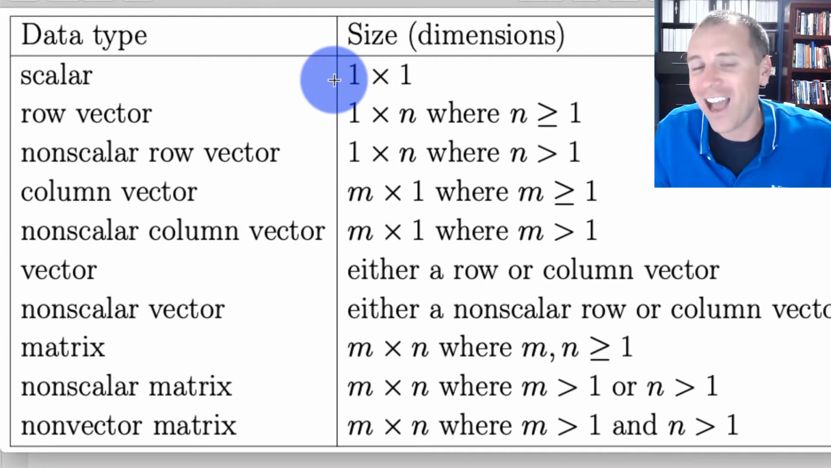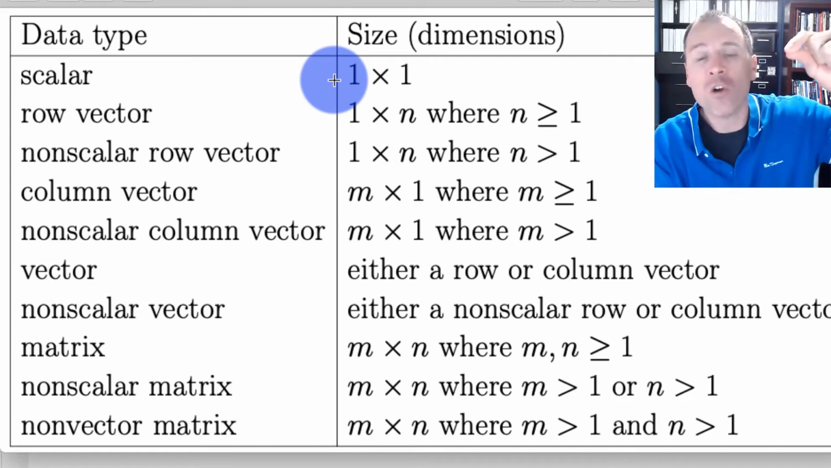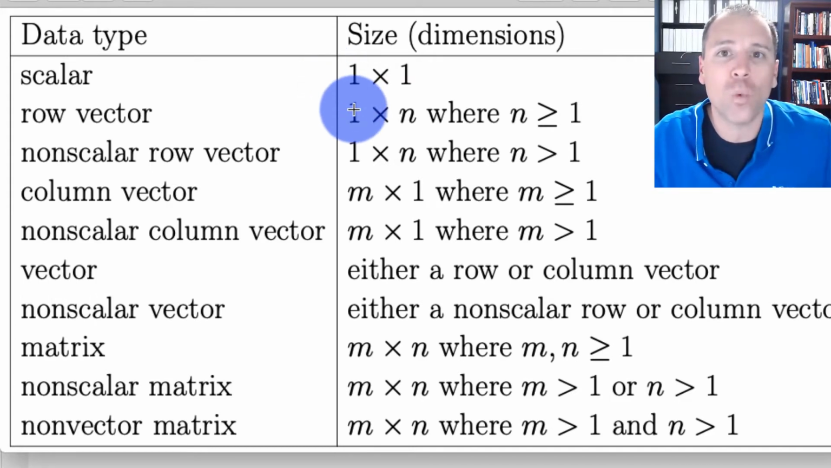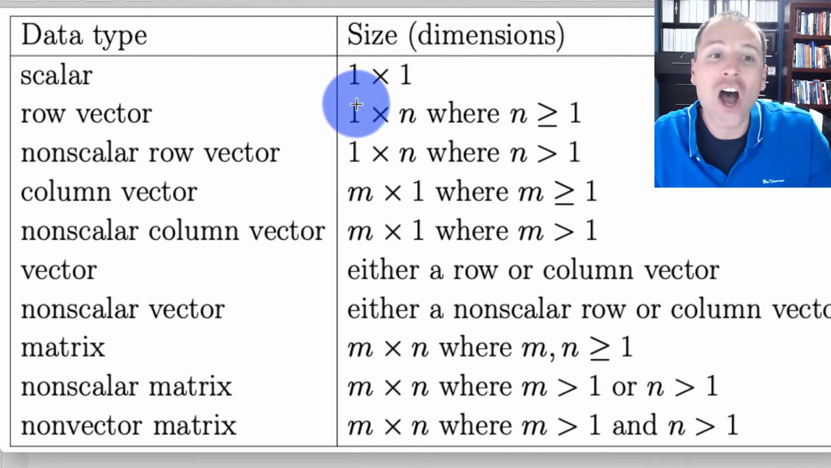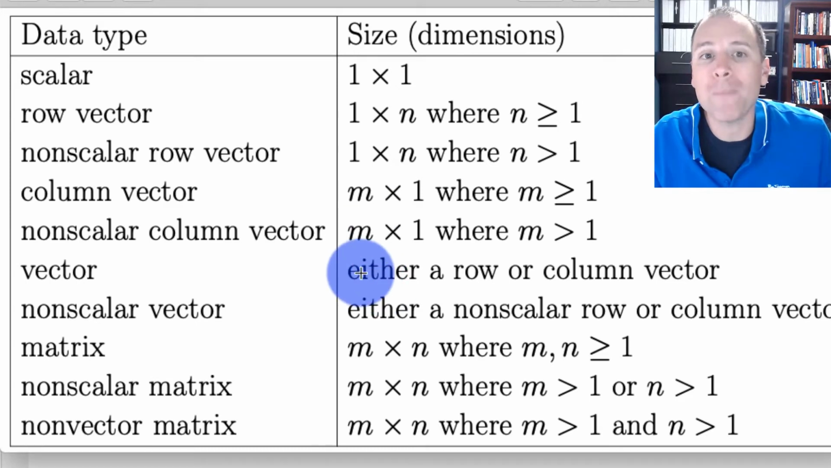Could you guess what the analogy is in column vectors? I know you can because you're hella smart because you work hella hard. Column vectors are vectors with m rows and 1 column where m might be bigger than or equal to 1. When we say non-scalar column vectors, we mean that m is strictly bigger than 1. So it's a column vector that's not a scalar.